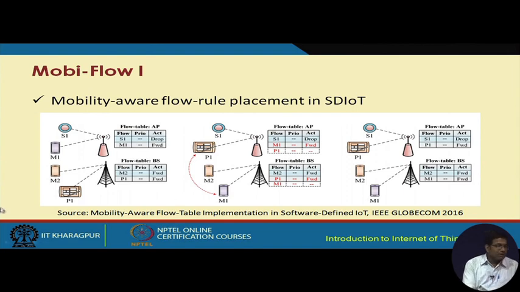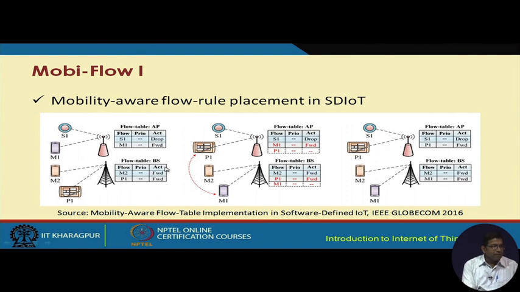So, let us look at these three scenarios over here. Here we have different nodes, S1 and M1 connected to this particular access point, and M2 and P1 connecting to another access point, and their corresponding flow tables are shown here. The corresponding flow tables for this particular access point and this particular access point at the base station are given over here. Very easy to understand this part.